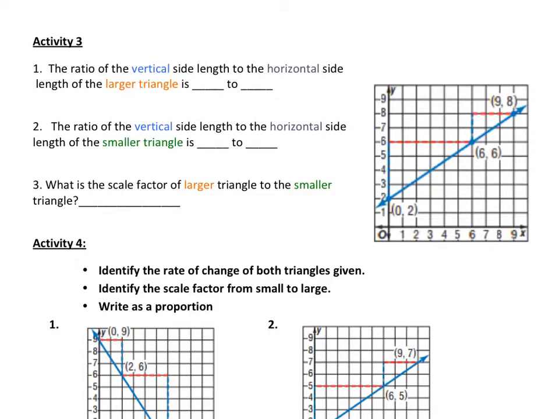Homework is to do the same thing here with activity 3 and activity 4. It says the vertical. So you're going to count up 1, 2, 3, 4. The vertical of the larger is 4, by 1, 2, 3, 4, 5, 6. 4 over 6. The vertical of the smaller is 2 by 3. So how did we go from large to small? How did we go from 4 all the way down to 2? We multiplied by 1/2. And 6 down to 3, we multiplied by 1/2.